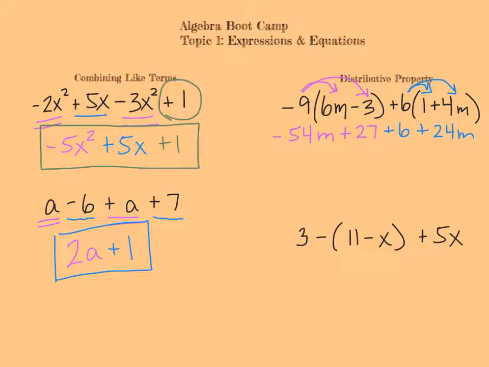From here, we see that we definitely have some like terms, and so we can combine them. Negative 54 and positive 24 will combine to a negative 30m, whereas this positive 27 and this positive 6, when we add those together, we'll get a positive 33.